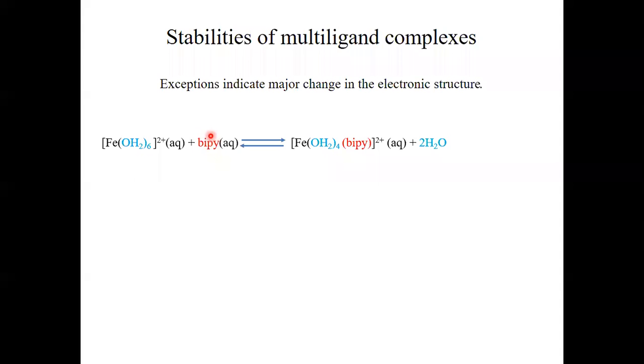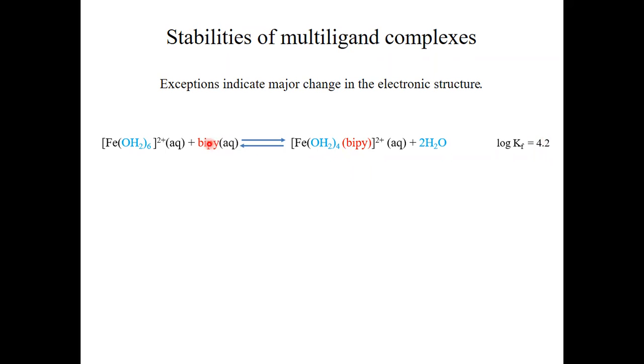reacts with a bipyridyl ligand. In the reaction, two of the ligands are being replaced by the bipyridyl ligand. Remember, the bipyridyl ligand is a bidentate ligand with two nitrogen donor atoms. We can measure the equilibrium constant for that reaction to happen, and we'll find that log K is equal to 4.2.